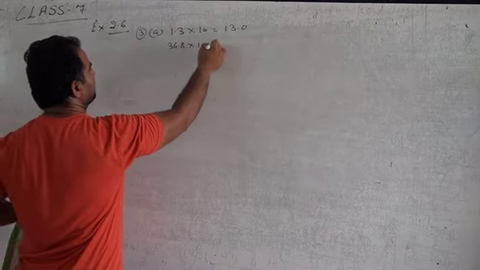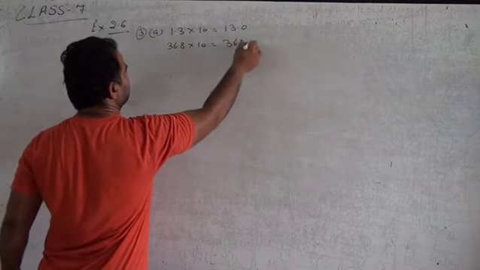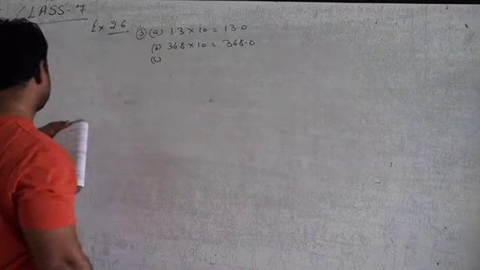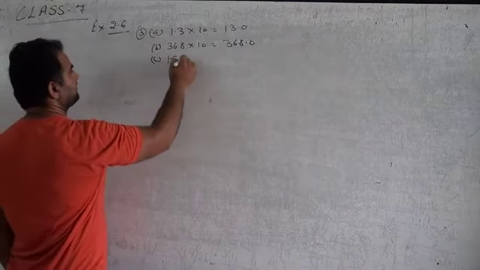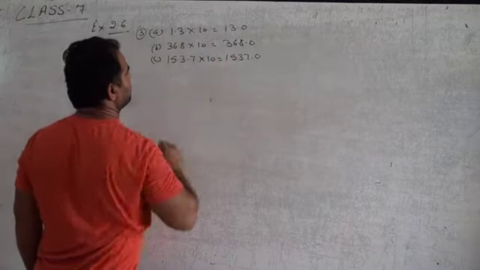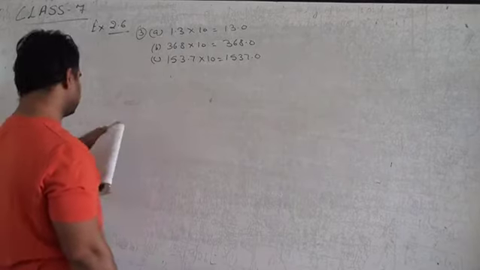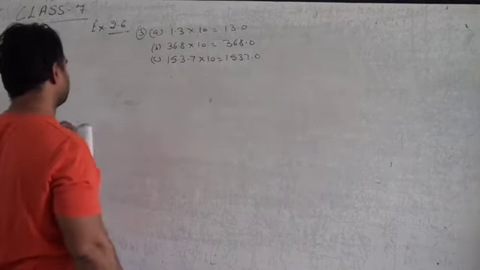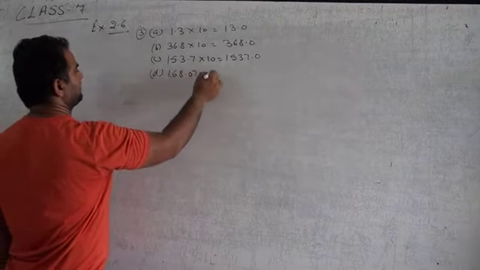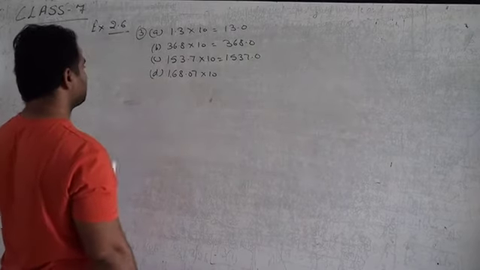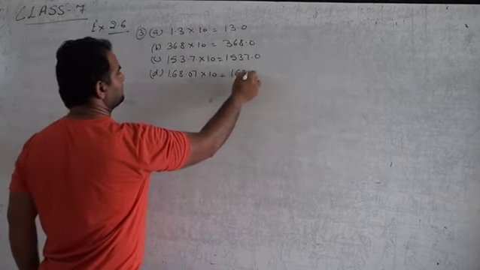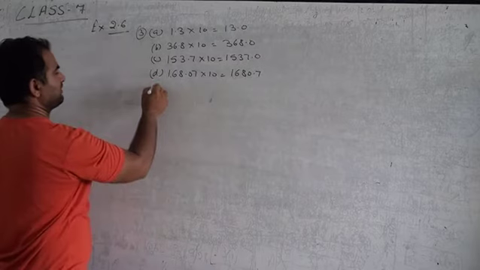Next is B, 36.8 multiplied by 10. It will be 368.0. C is 153.7 into 10. It will be 1537.0. Done. Next is D, 168.07 into 10. So the decimal will move one place further. The answer will be 1680.7.